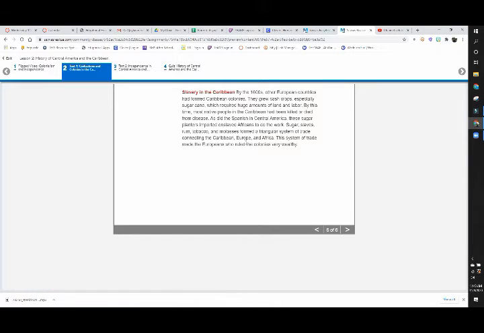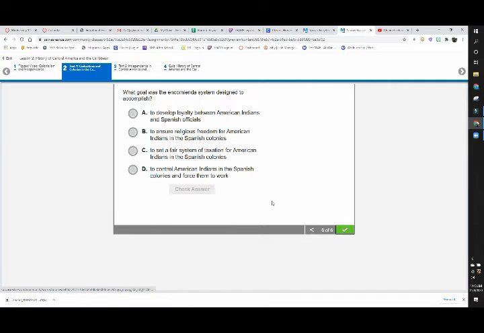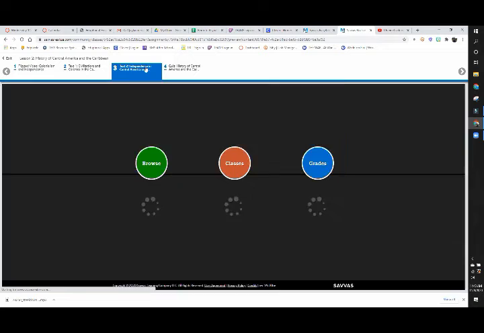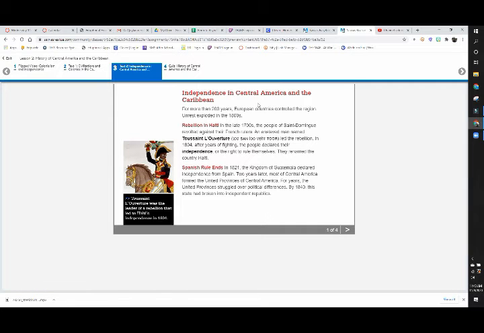Talking about slavery in the Caribbean, the main part of this is going to be what was grown, which was cash crops, especially sugarcane. Sugarcane was the biggest part of the cash crops grown in the Caribbean. All right. And then you'll answer the question on your own. Getting into the independence for Central America and the Caribbean.